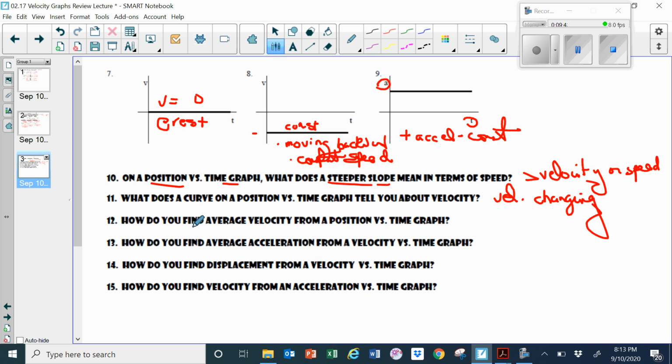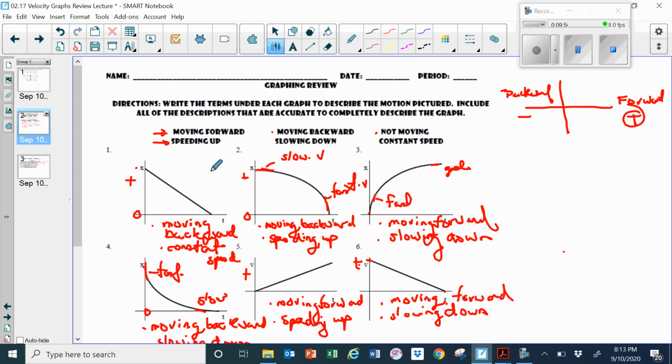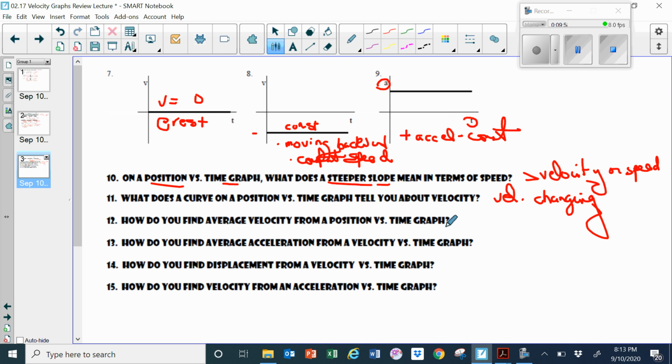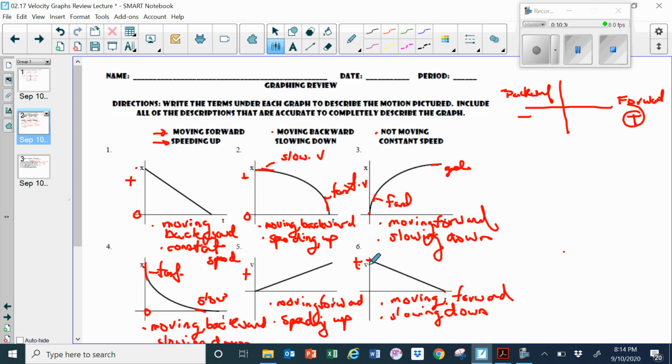Okay, so how do you find the average velocity from a position versus time graph? You find the average velocity by looking at the slope of the graph. How do you find the average acceleration from a velocity versus time graph? Well, same thing. You look at the slope. Here you have a constant velocity, so that means no acceleration. Here you have a changing velocity, so the slope of this is your acceleration.